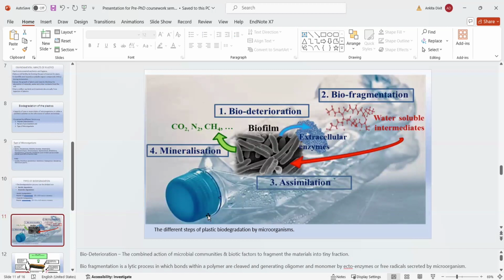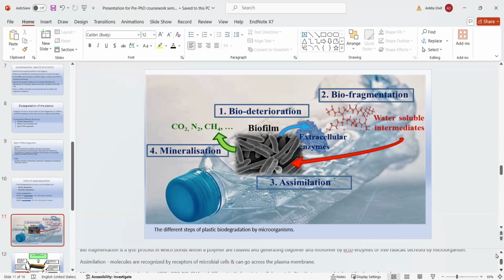These are the steps of plastic degradation by microorganisms. First is biodeterioration, in which the combined action of the microbial community and abiotic factors fragments the material into tiny fractions. Then biofragmentation. Biofragmentation is the lytic process in which bonds within the polymer are cleaved, generating oligomers and monomers by ectoenzymes or free radicals secreted by microorganisms.